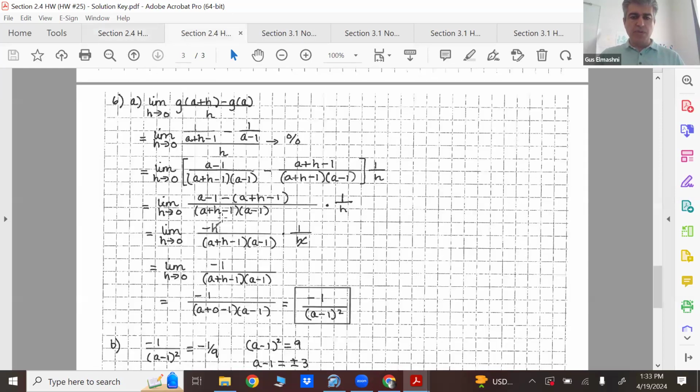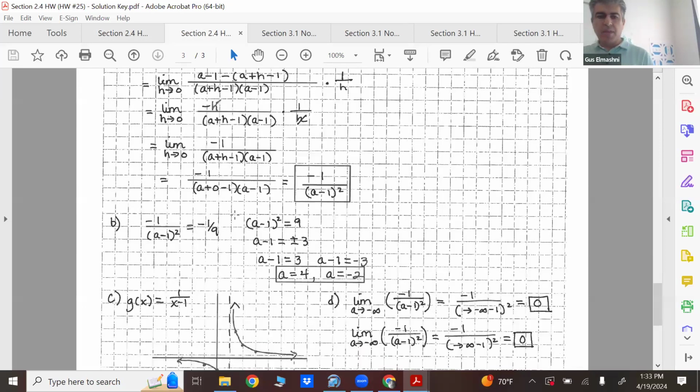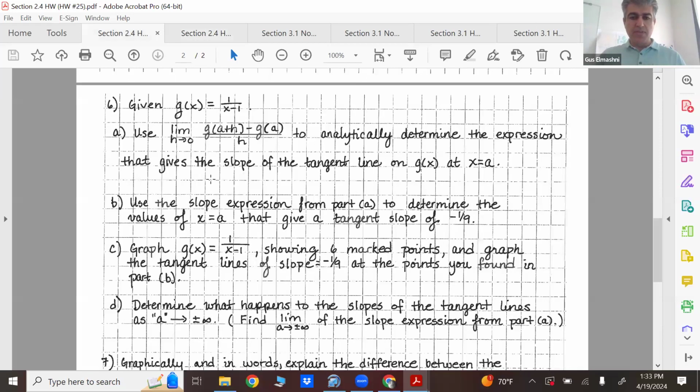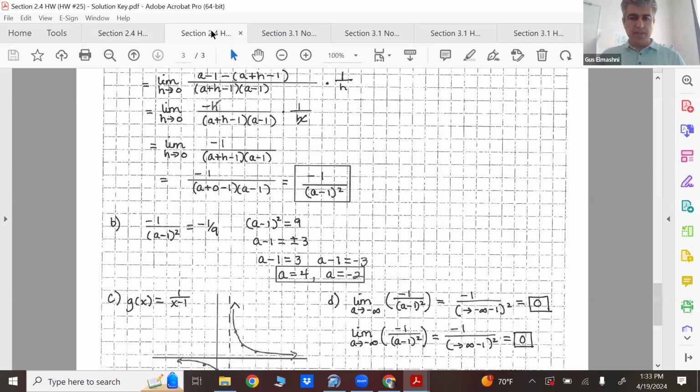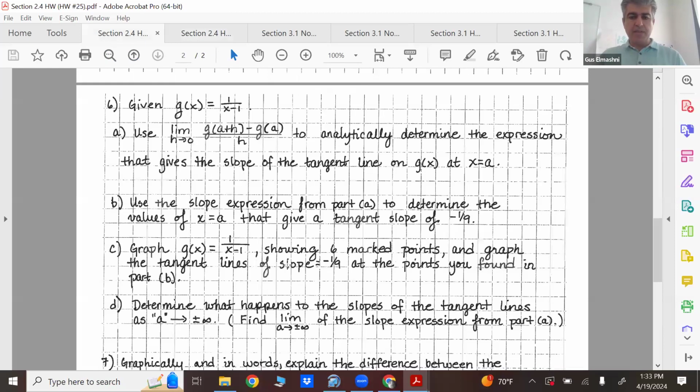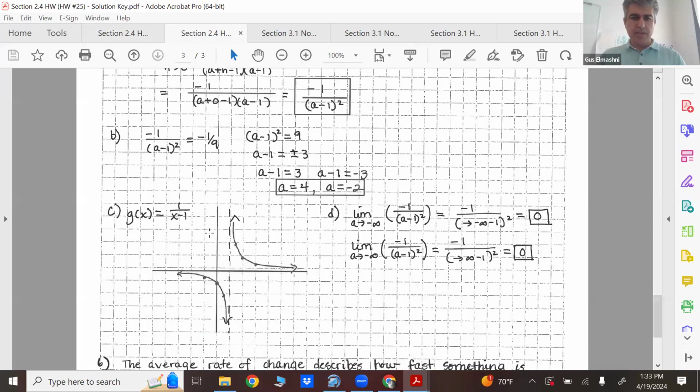Yes, you want it in a more general sense in terms of A. So you do that. You get -1 over (A minus 1) squared. Then plug in, so I said set equal to -1/9 to solve for A. What values of x give a slope of -1/9? I guess that's 4 and -2, looks like. Yep, 4 and -2, my bad. And then you're asked to find the y-values and graph the tangent lines. Okay, that's fine. Not hard.